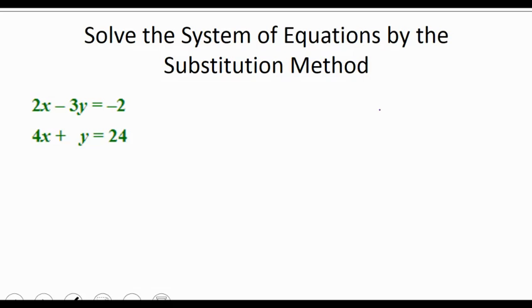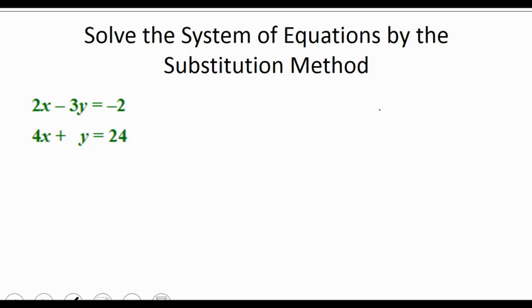2x minus 3y equals -2 is our first equation. Then 4x plus y equals 24 is our second equation. So this one, when you look at it, we could do elimination method, and that's true. This one probably would be easiest to solve with the elimination method. But let's imagine for a moment that you didn't know the elimination method, or the direction specifically said solve with the substitution method, which these do.